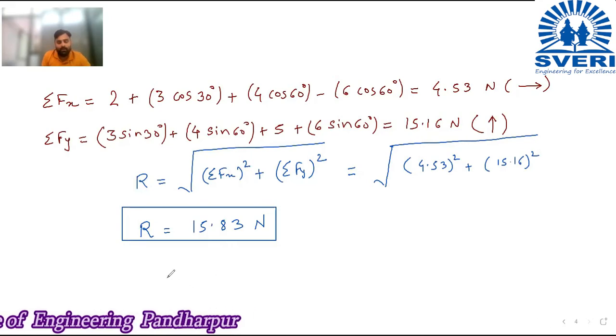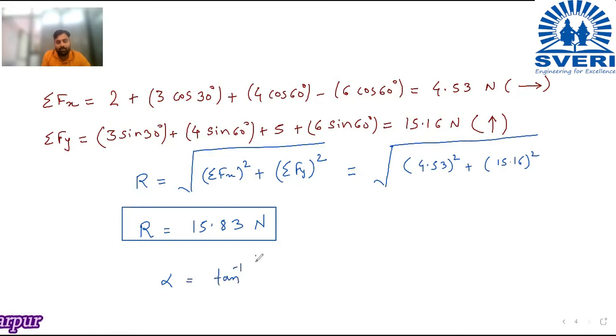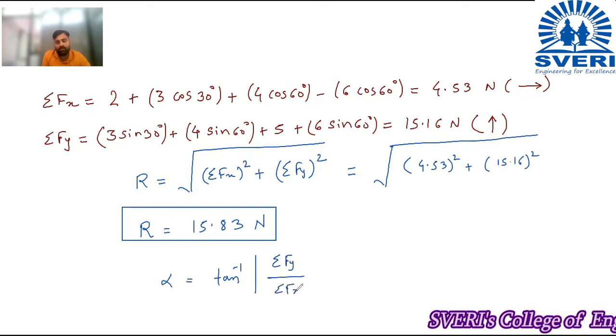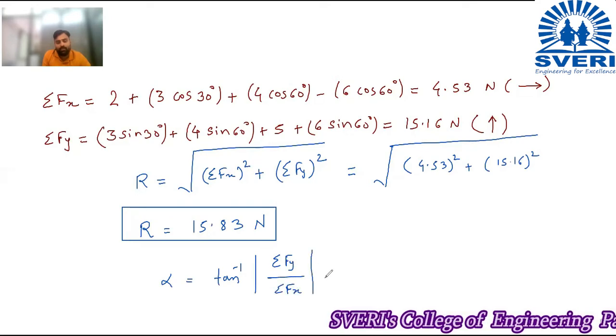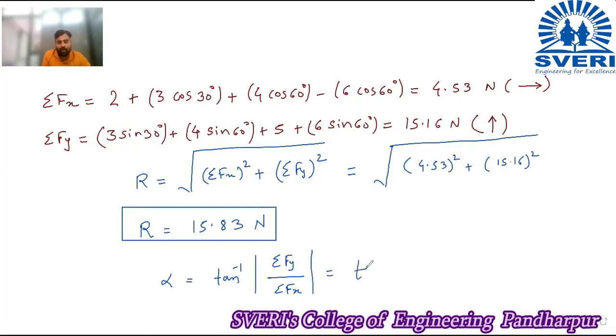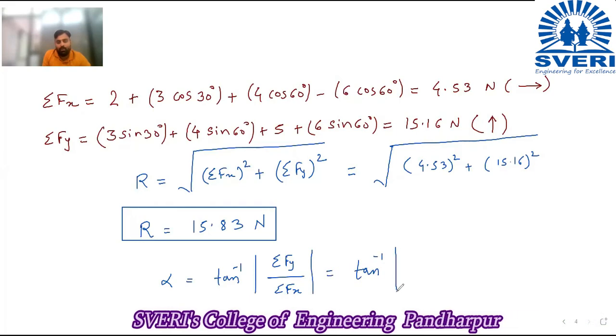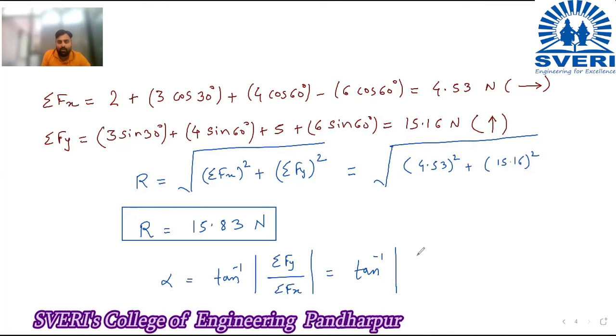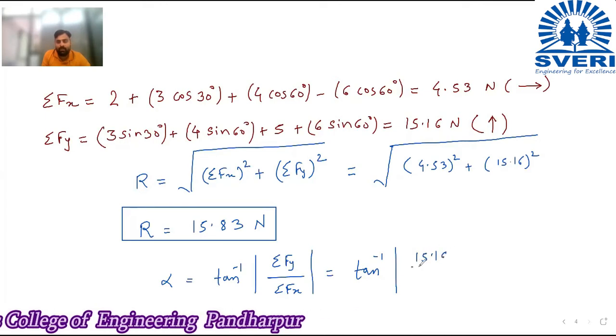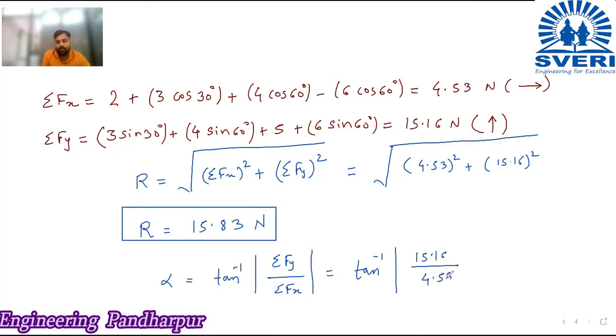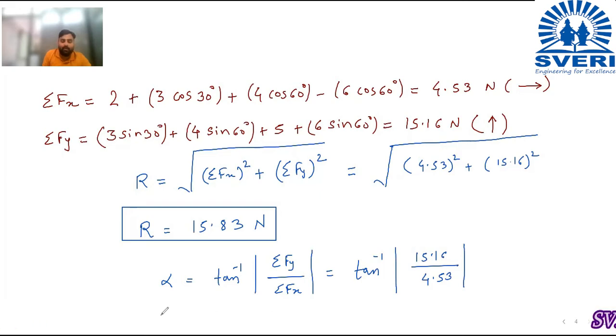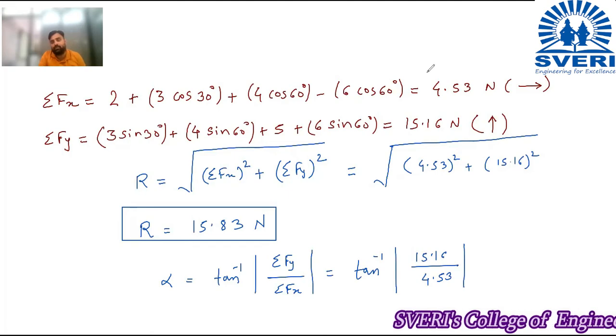So now alpha is equal to tan inverse in mod summation fy upon summation fx. This is our formula. So just put the values, which is equal to tan inverse in mod summation fy. What is the value of fy? It is 15.16 divided by fx 4.53. So if you solve this, you will get the value of alpha. Let me know the answer.